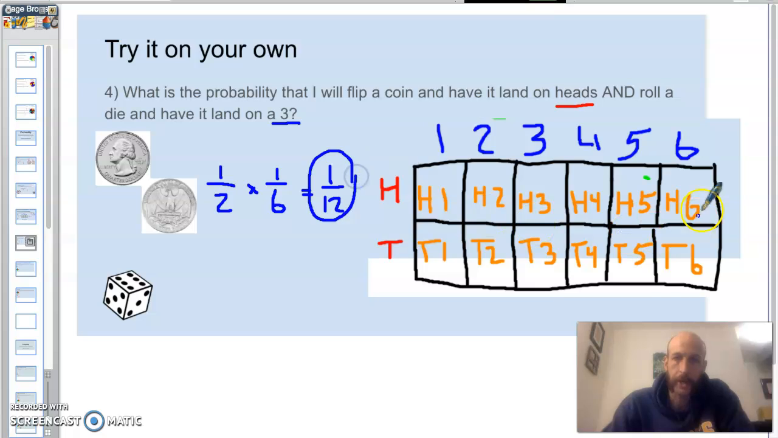Let's just double check on our table first. So I'm looking for the probability of a heads and a 3. Which one has an H and a 3? There is only one, right? There's where the 1 comes from. And there are 12 possibilities: 1, 2, 3, 4, 5, 6, 7, 8, 9, 10, 11, 12 possibilities. So you can certainly use this table, but this is a much quicker way to do that problem.